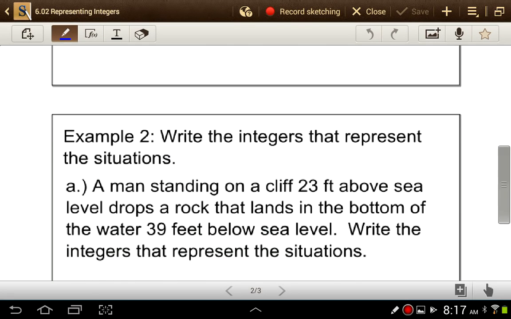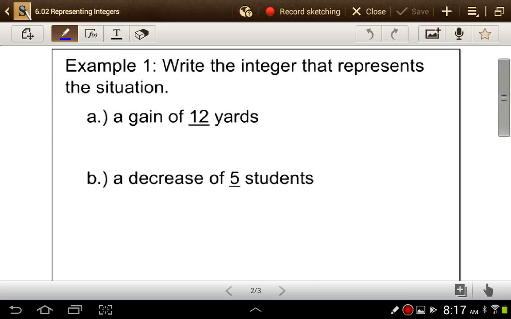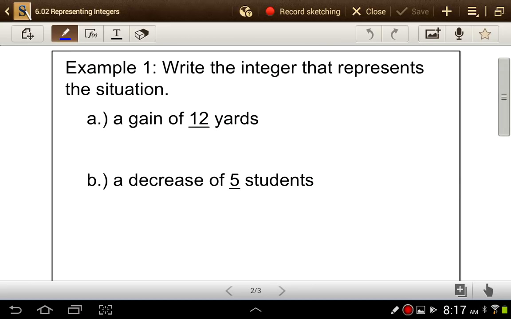In our next slide, we have example 1. We're just going to write an integer that represents a situation. A gain of 12 yards. A gain was a positive, so that would just be 12. You could write plus 12 if you would like, but you don't need to put the plus sign in there. It's assumed it's there if it's not written.